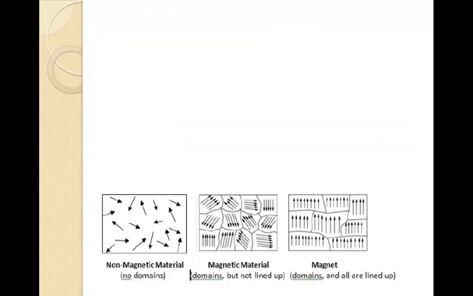As we can see here, in the non-magnetic materials, they pair up and there is no domain, they cancel each other. But in the magnetic or ferromagnetic materials, there is a domain. It means that they are arranged or oriented together, but they are not lined up. That's why they will be attracted to the magnet, but they will not be a magnet.